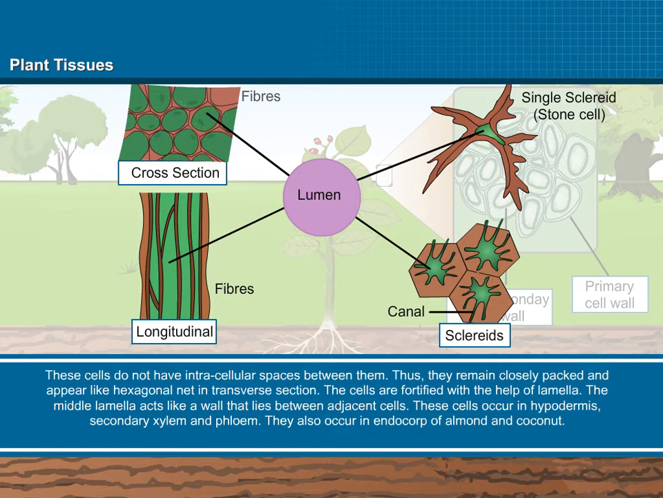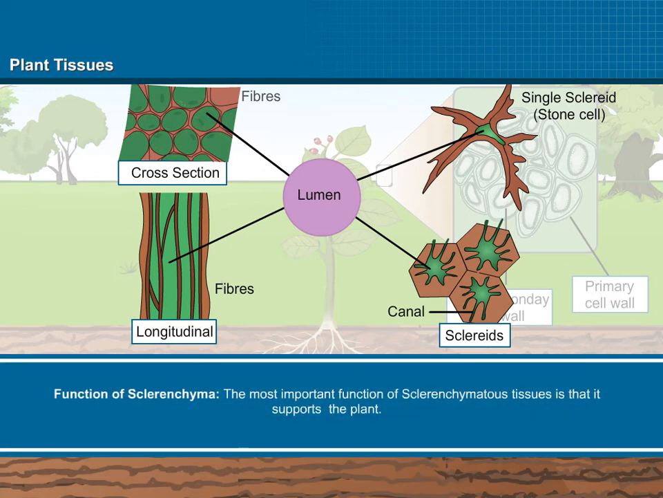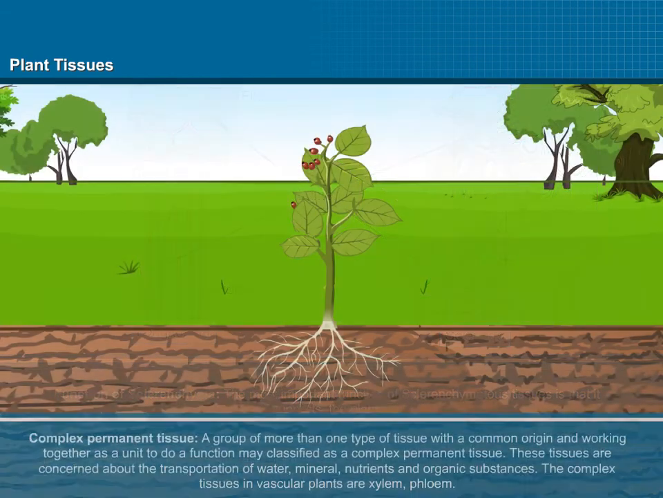These cells occur in hypodermis, secondary xylem, and phloem. They also occur in endocarp of almond and coconut. Function of Sclerenchyma. The most important function of sclerenchymatous tissue is that it supports the plant.